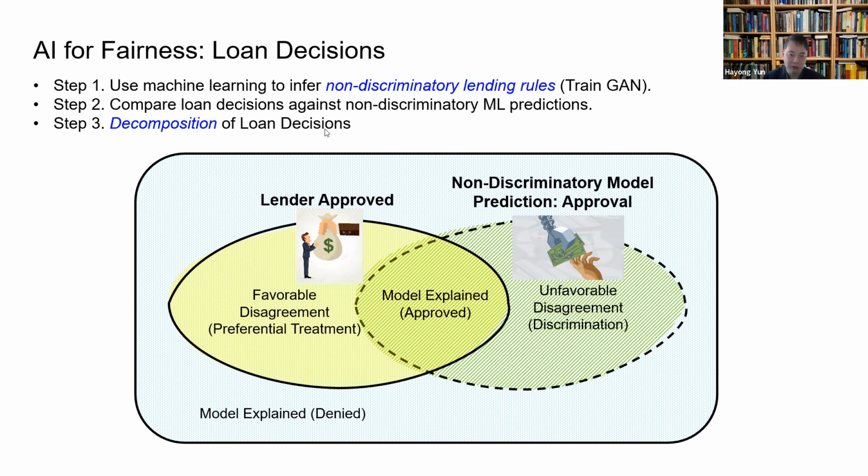And then we can decompose the loan decisions. There are denied loans and approved loans, but there are loans that are approved by both the model and a human loan officer. It's a model-explained approver. And likewise, there can be a model-explained denier. But there are also interesting cases of favorable disagreement, which means that the lender actually approved the loan, whereas the fair non-discriminatory lending rule predicted to reject the loan. So this is a disagreement which is in favor of the borrower. We can have the opposite case where the machine predicts to approve, but the loan was actually denied by a human loan officer.